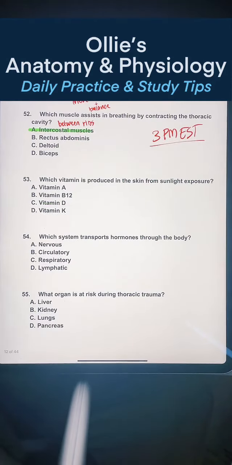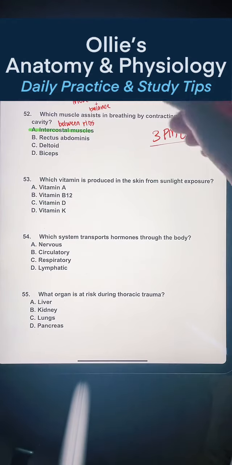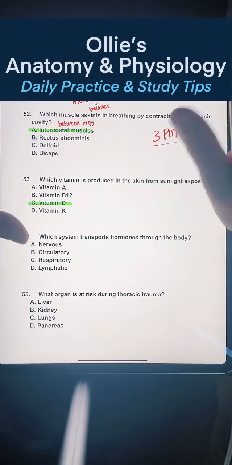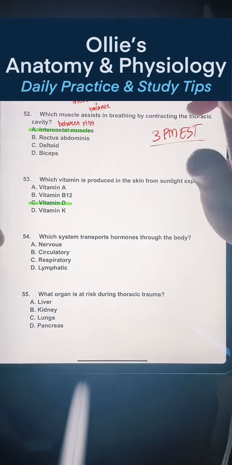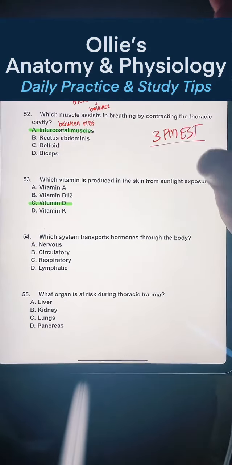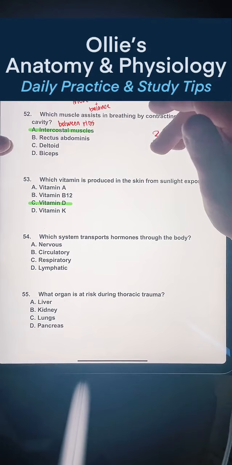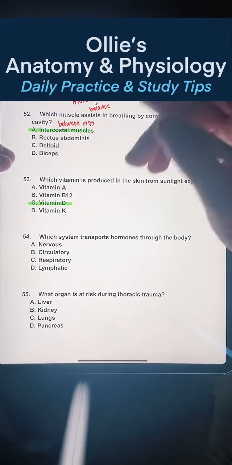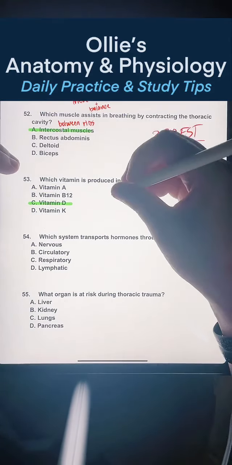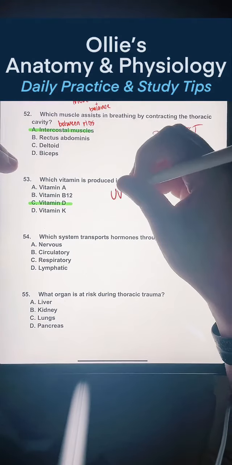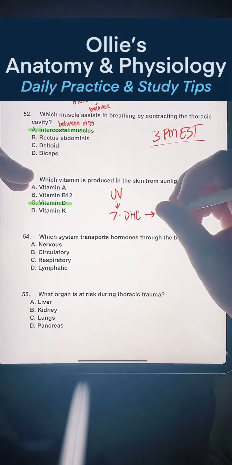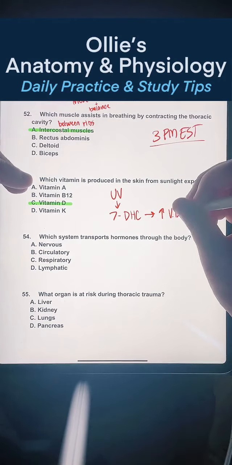But 52, let's talk about it. I'm sorry, 53. It is vitamin D. Which vitamin is produced in the skin from sunlight exposure? Basically, probably too much detail, but in a sense, just the molecular mechanism of it, because that's what my master's is in, so I love that stuff. UV radiation is going to trigger, in the skin, 7-dehydrocholesterol. It's going to trigger vitamin D synthesis. So you have your UV rays, they're your 7-DHC, and that is going to trigger vitamin D.